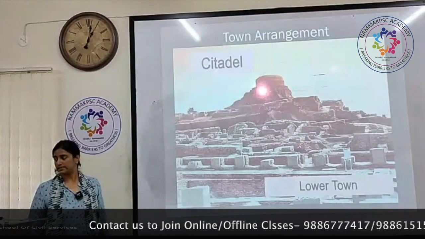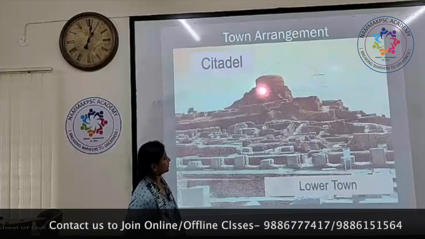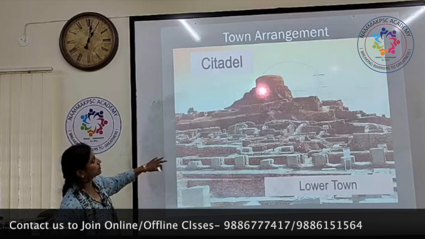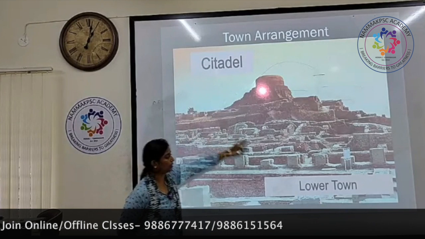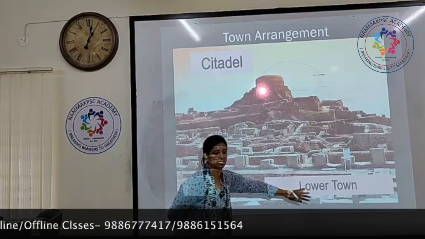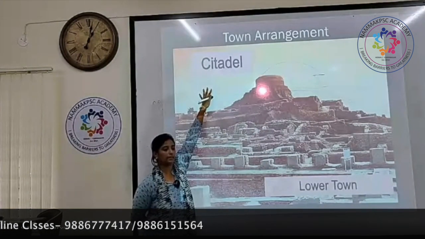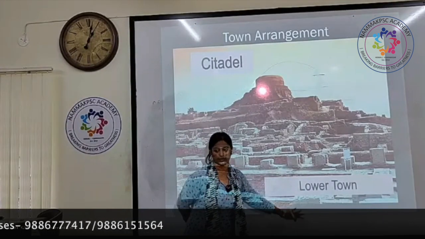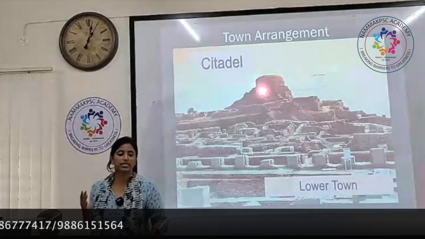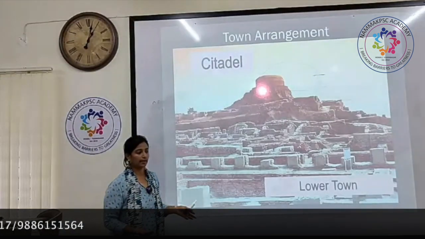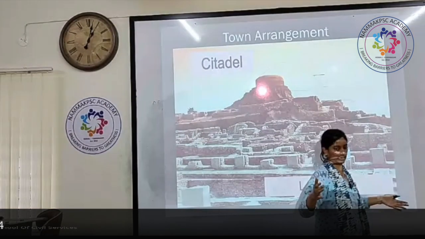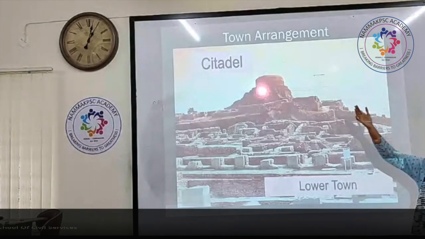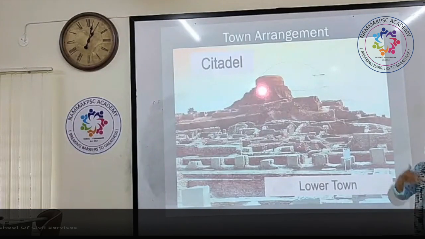Look at this. This is their town arrangement. First, the upper town is called the citadel, and the lower town is parallelly existing. It does not have a technical name; the upper town has a name, citadel, and then there is the lower town. By this, we understand there existed different classes of people, with different types of housing structures. An affluent class lives in a different type of house, whereas BPL people live in different housing structures, right or not?